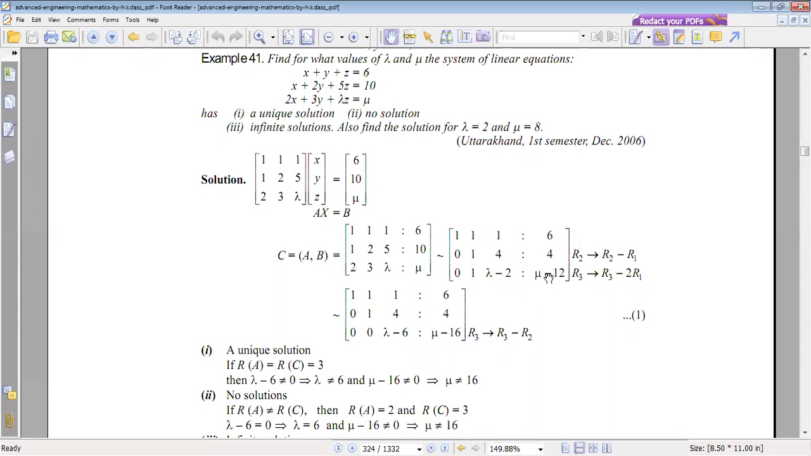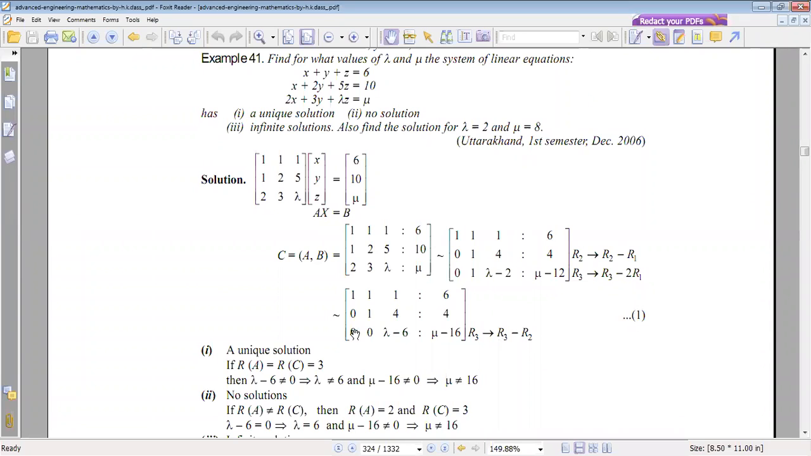Clear? Now see, again, you can make this element equal to 0 by using this element 1. Clear? So how can you make this? Row 3 tends to row 3 minus row 2. So row 1 remains the same, row 2 remains this one, and row 3 tends to row 3 minus row 2.